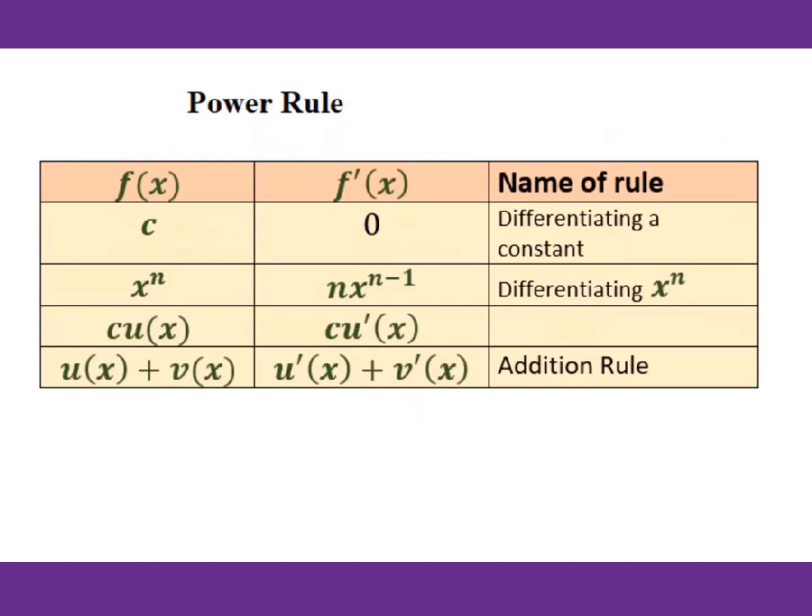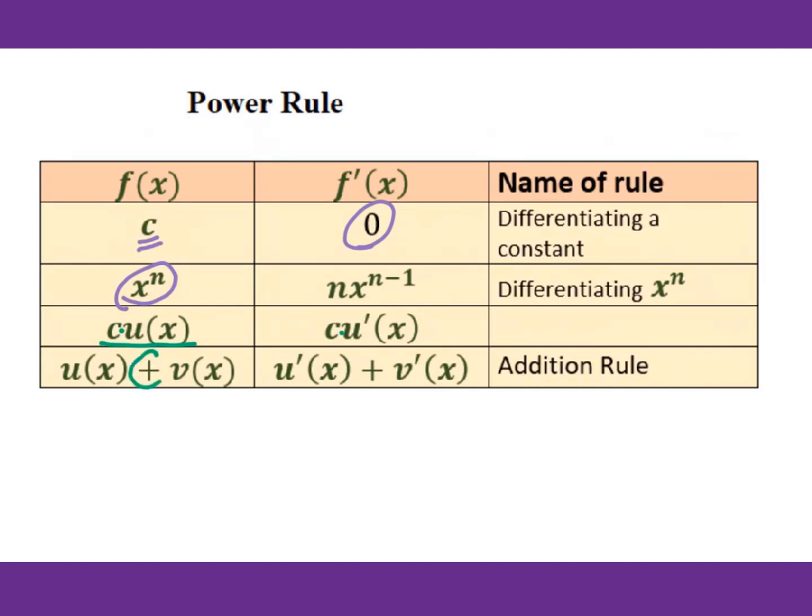Today's lesson is about the power rule of derivatives. For a constant number, the derivative will be 0. X to the nth power, you will get n times x to the n minus 1th power. Any constant number times a function, the derivative, you will get c times the derivative of this function.